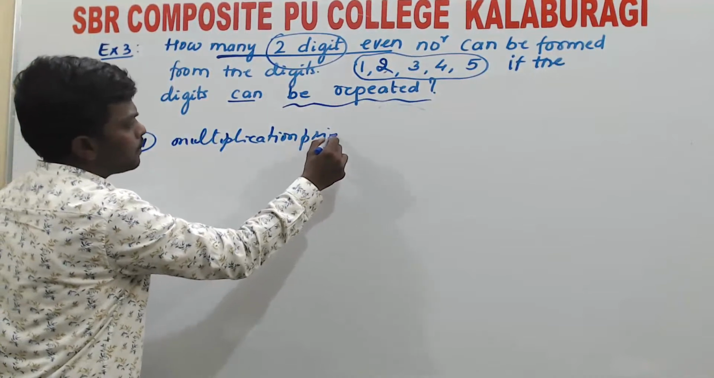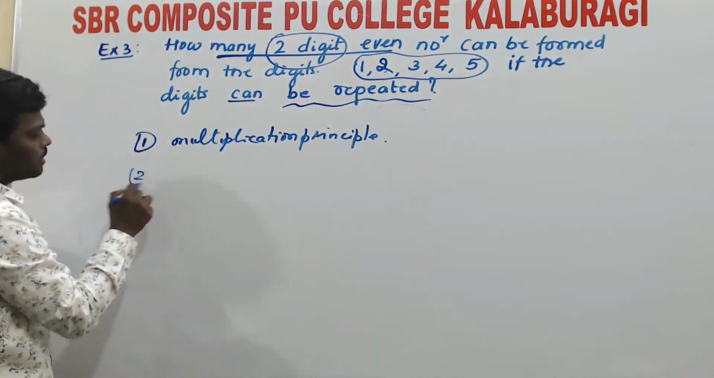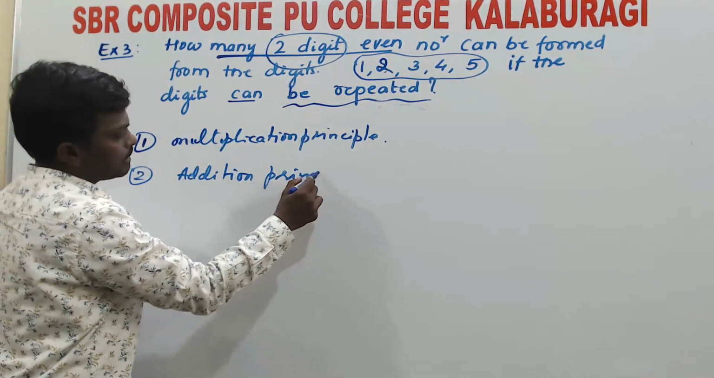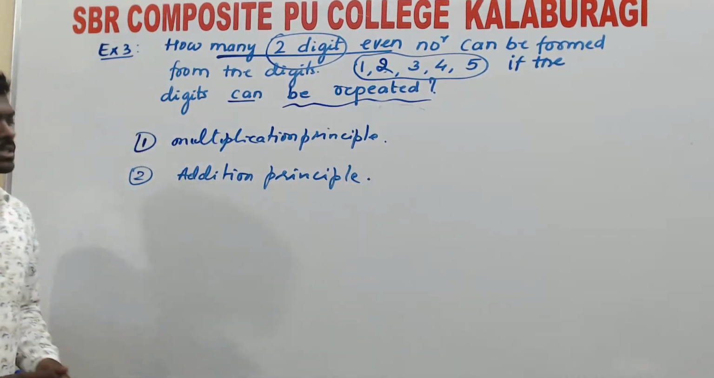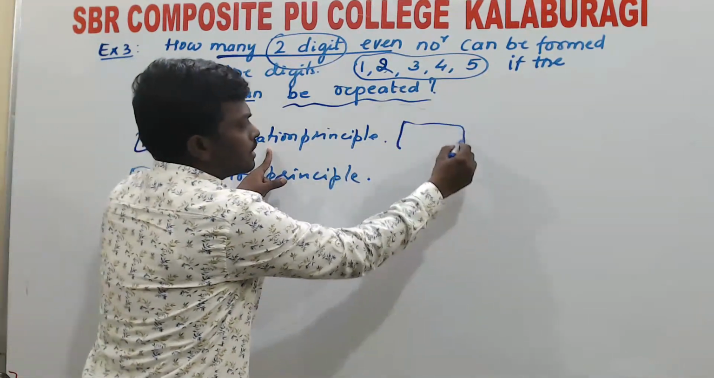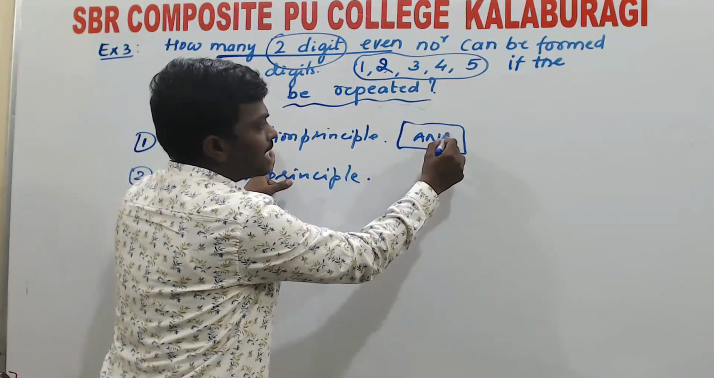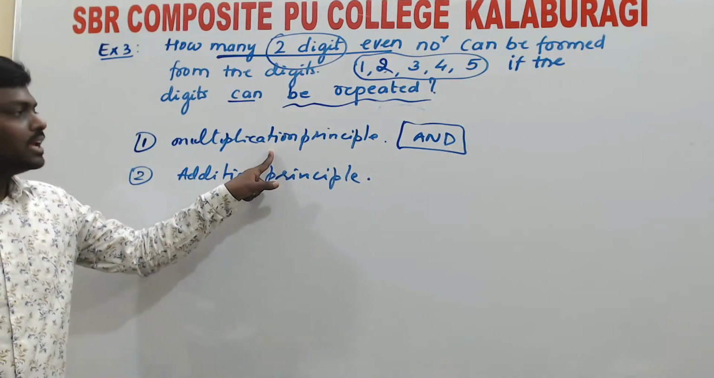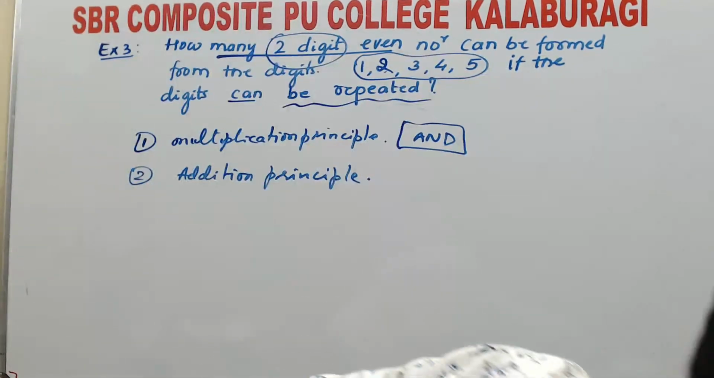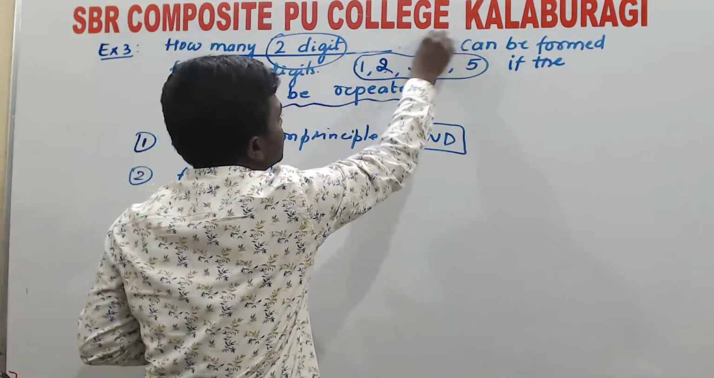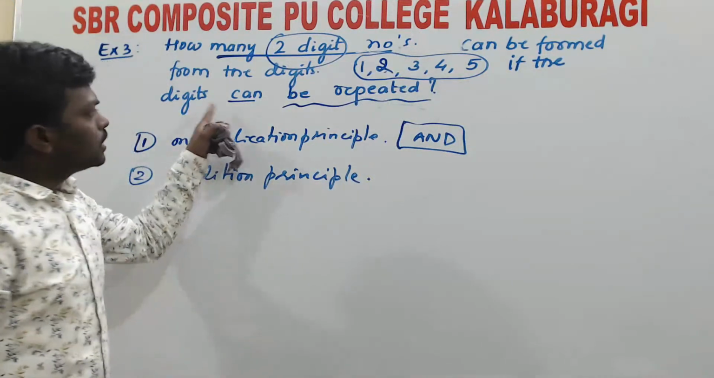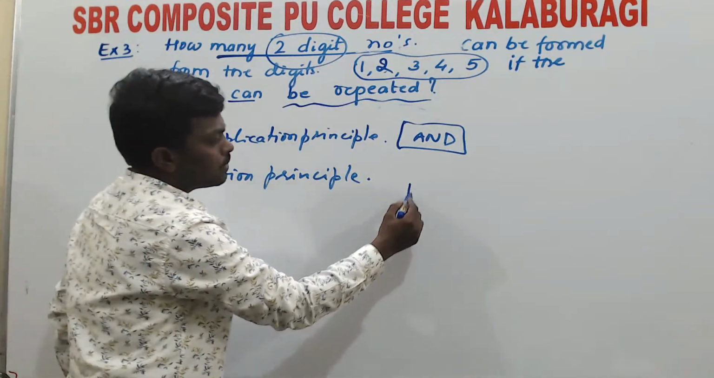Multiplication principle and addition principle. Multiplication principle is used when the event is going on, or when "and" is mentioned. Okay, when the event is going on. Look here in this problem itself. Let's suppose it is just a two-digit number.